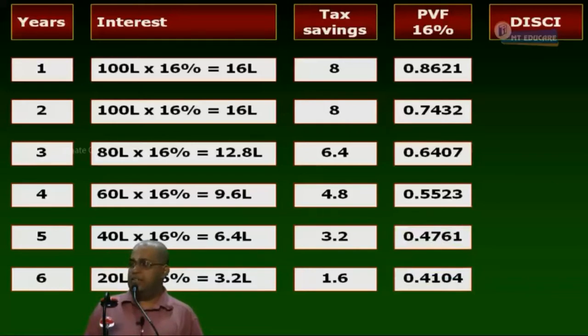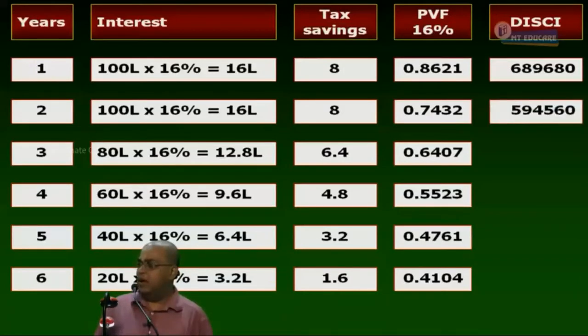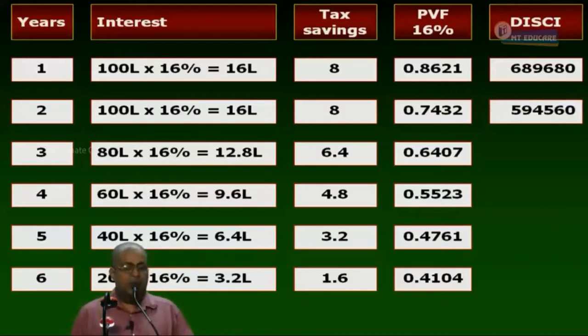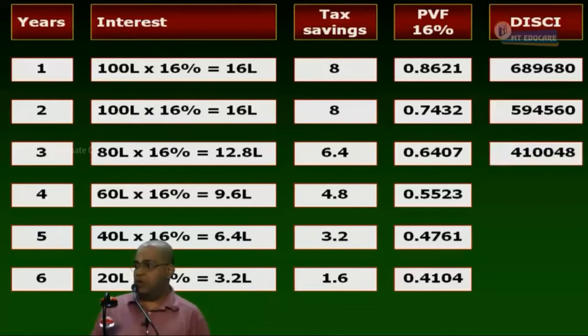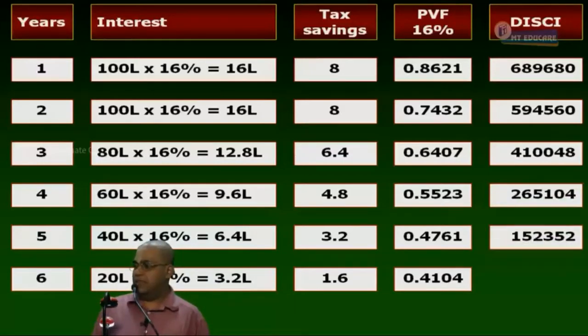8 lakhs into 0.8621 is 6,89,680. 8 lakhs into 0.7432, tell me the number here. 5,94,560. 6.4 into 0.6407, what's the number? 4,10,048. 4.8 lakhs into 0.5523 is 2,65,104. 3.2 lakhs into 0.4761 is 1,52,352.